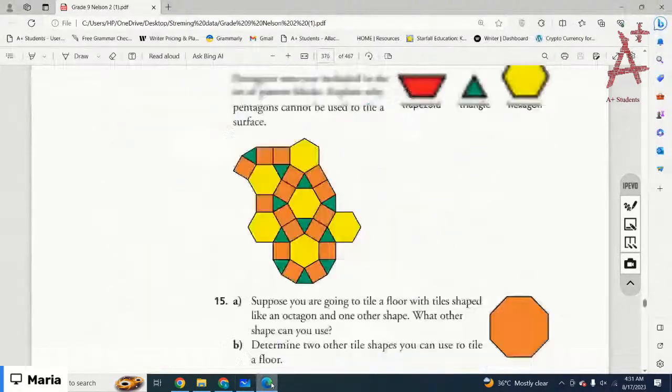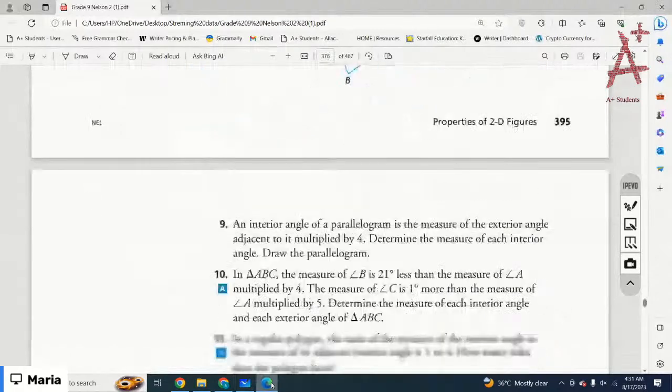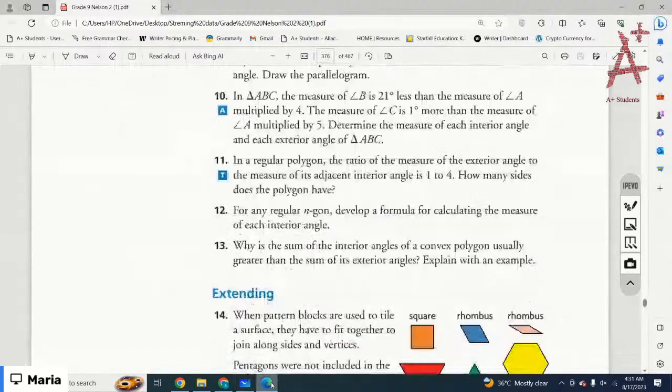Okay, the next one is question number 11. In a regular polygon, the ratio of the measure of the exterior angle to the measure of its adjacent interior angle is 1 to 4. How many sides does the polygon have?